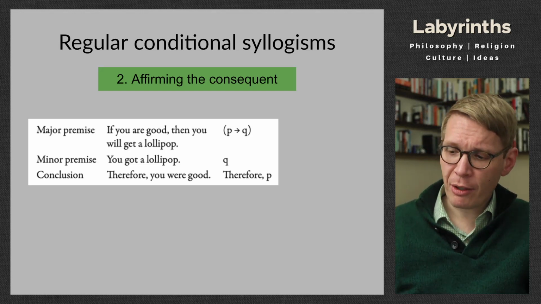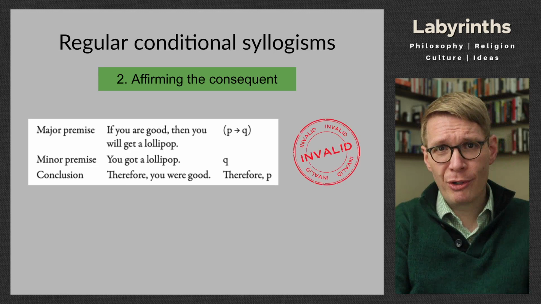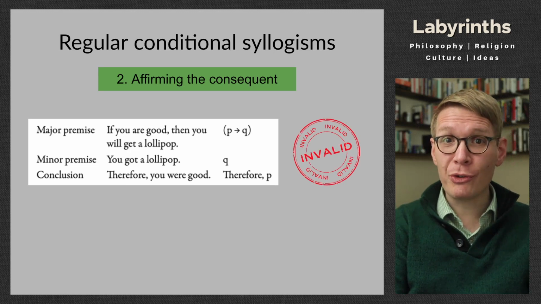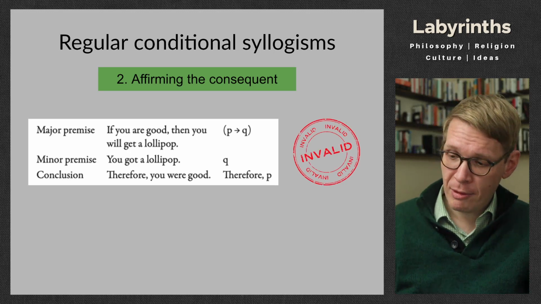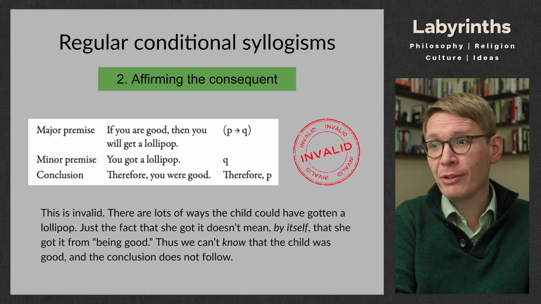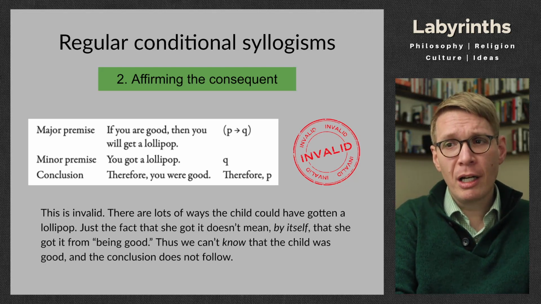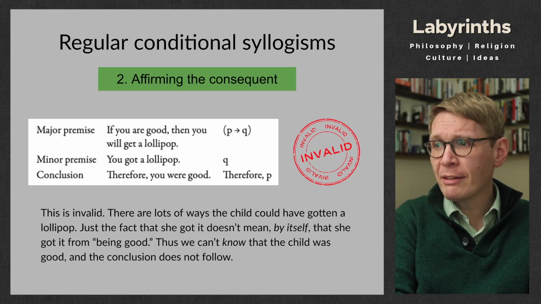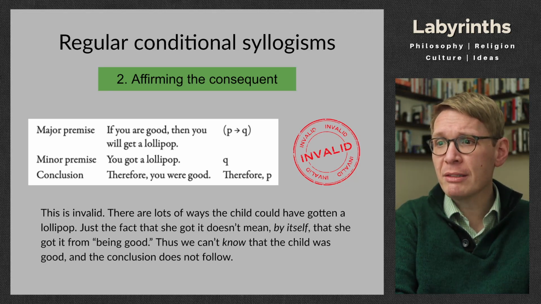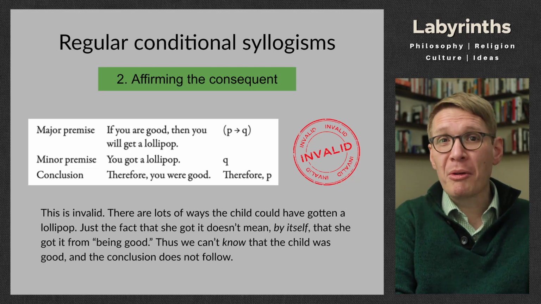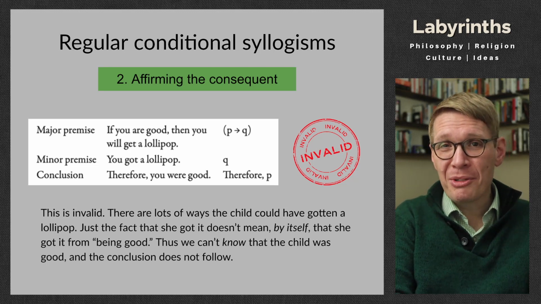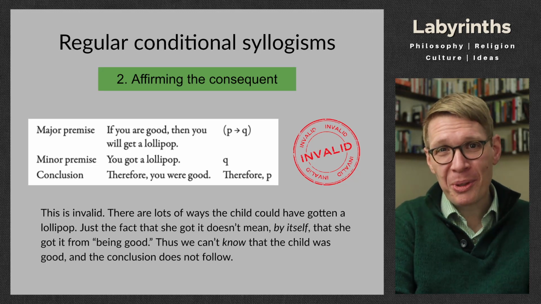So the question is, does this follow? Is this a valid argument? The answer in this case, as suggested already on an earlier slide, is no, this is not a valid argument. Why? Explanation from Hauser, paraphrasing, this is invalid. There are lots of ways the child could have gotten a lollipop, right? So just the fact that she got it doesn't mean by itself that she got it from being good.